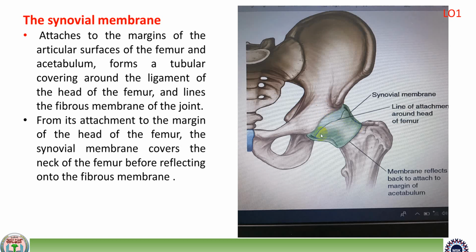Now if we repeat it more clearly, this is the attachment of the synovium, the area of attachment to the articular margin of the head. It goes down and covers the neck of the femur, which has no articular cartilage, and then reflects back to line the under surface of the capsule. This reflection is called the retinacular, and this reflection has an important role because the blood vessels to the head of the femur usually run through this retinacular part, and we will come to it in the blood supply of the head of the femur.